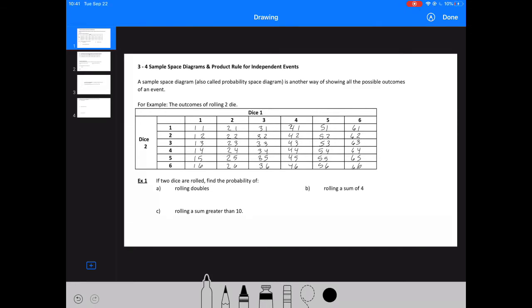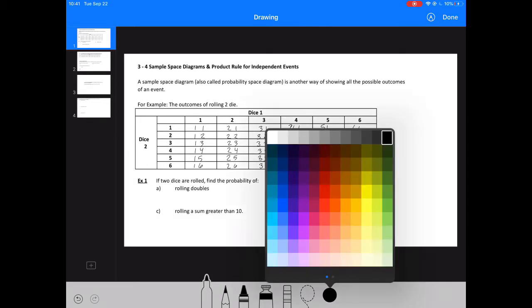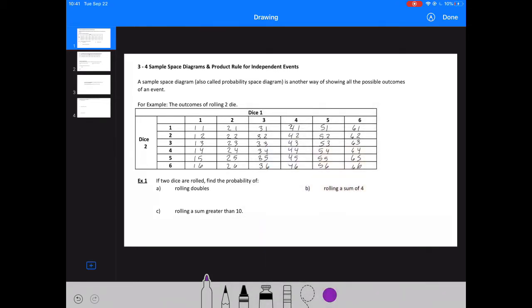Okay. If 2 dice are rolled, find the probability of rolling doubles. So let's circle those here. So where are my doubles? So 1, 1, 2, 2, 3, 3, 4, 4, 5, 5, and 6, 6. So my probability of rolling doubles would be 6 over 36, or 1/6.